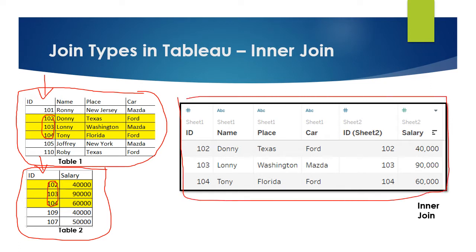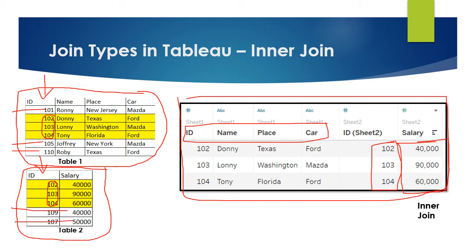You're going to see Donnie, the name, the place, the car, as shown right here from the first sheet, as well as the common data from the second sheet. So 102, 103, 104 is being displayed over here, and the data along with it. Tableau is not going to bring in this other data since the type of join that we have created is an inner join.